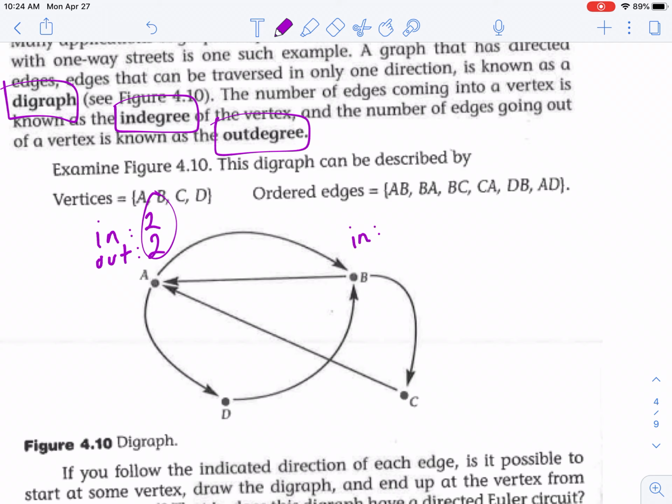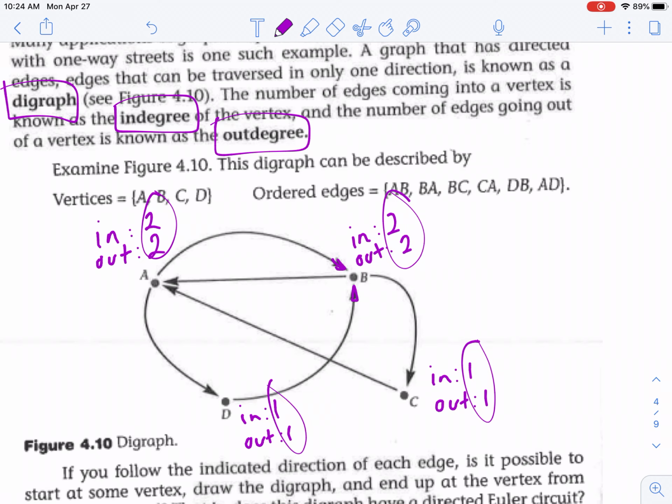So at point B, the in degree is 2 because there's 2 coming in. And then the out degree is also 2. All right? Point C, in is 1, out is 1. Point D, in is 1, out is 1. See how they all match? 2, 2, 2, 2, 1, 1, 1, 1. That makes this a circuit when they all match. All the in and out match.